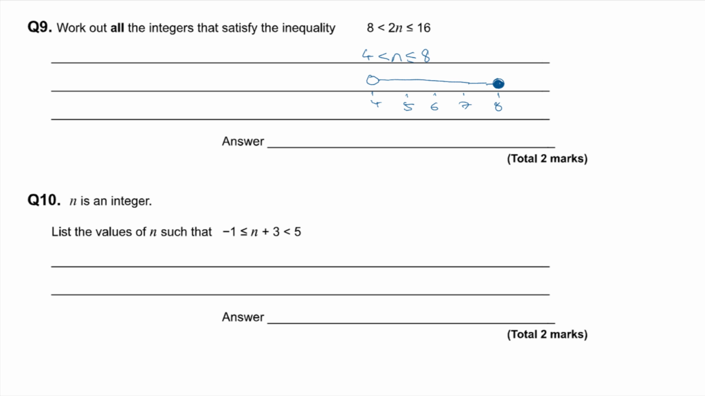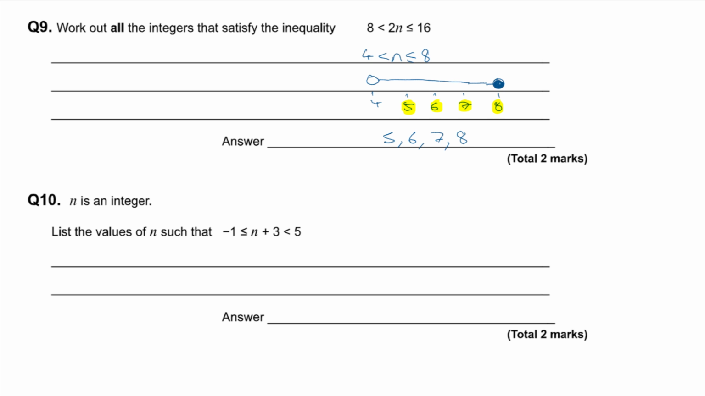So which integer values are between those two limits? Well, 4 isn't, because 4 can't be. It has to be greater than 4, but 5 is, 6 is, 7 is. 8 is as well, because n can be less than or equal to 8. So it's those 4 there. So my answers are going to be 5, 6, 7, and 8.